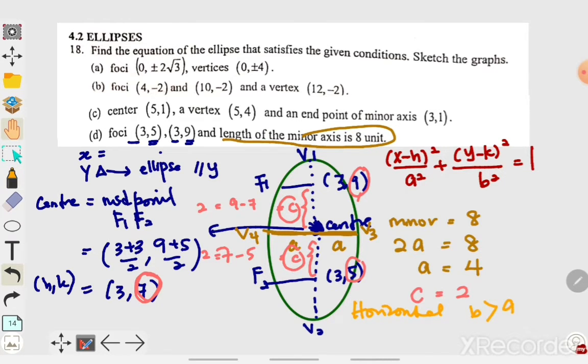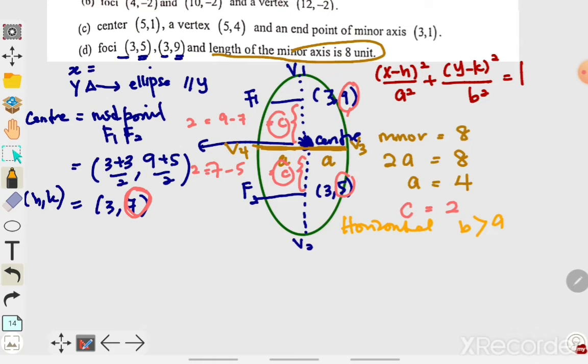So we have the formula to calculate c, where c squared equals b squared minus a squared. So c squared, we have 2 to the power 2 equals 4, equals b squared, and a squared, so we have 4 to the power 2 equals 16. Therefore, b squared equals 4 plus 16, which equals 20. Then b equals square root of 20.